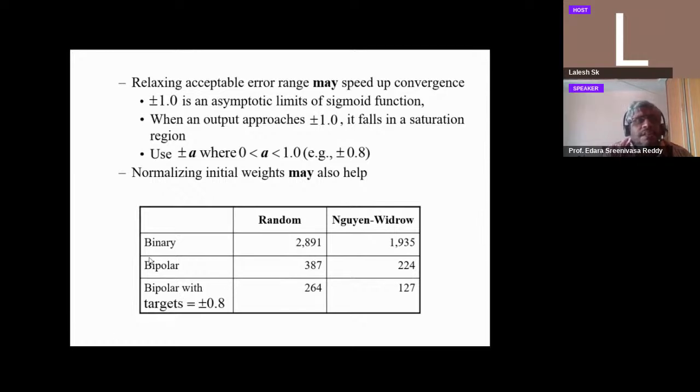For binary, if you take random weights, it is 2800 epochs, whereas if you take normalized weights, 1900. Similarly, bipolar 387, it is 224. Bipolar with the target set to 0.8, 264 and 100. This is all practically to optimize the network.